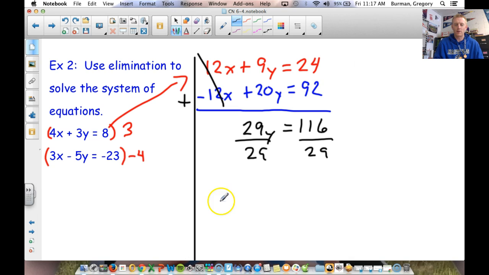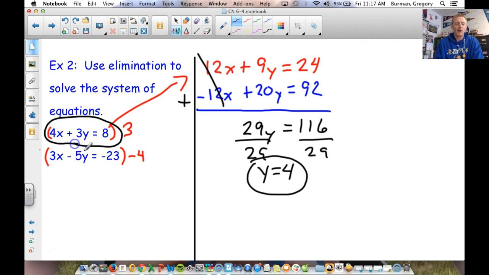And I get the answer of 4. So y equals 4. That's one part. And again, I plug it back into the original equations because the numbers are smaller. And numbers that are smaller are usually a little bit easier. I'm going to also choose the top one because all the numbers are positive, and I like to keep things positive.